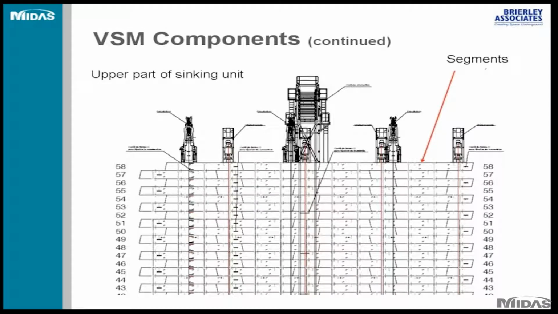This is a drawing showing the sinking unit components, the upper part of the sinking unit. As you see here, you have a group of jacks and winches, which are used to either suspend the shaft in place, or can also push against the shaft if you need to. If you look in the drawing, you will see some red lines coming through the jacks, or the winches, almost like a crane. Basically, you suspend the whole thing in place.